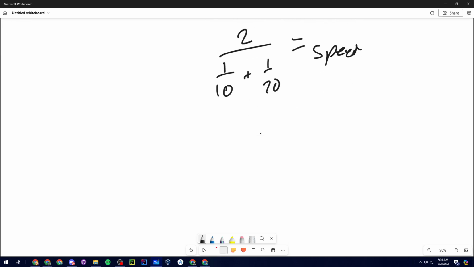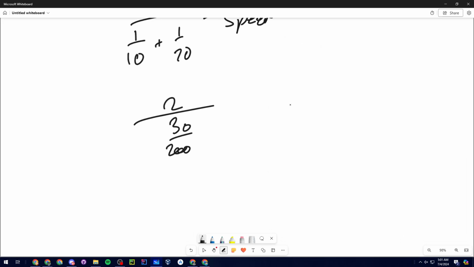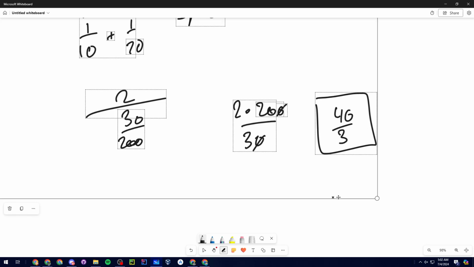So this is just going to be 2 over 30 over 200. That is just 2 times 200 over 30. This cancels out with this. So 40 over 3 is your final average speed. So yeah.